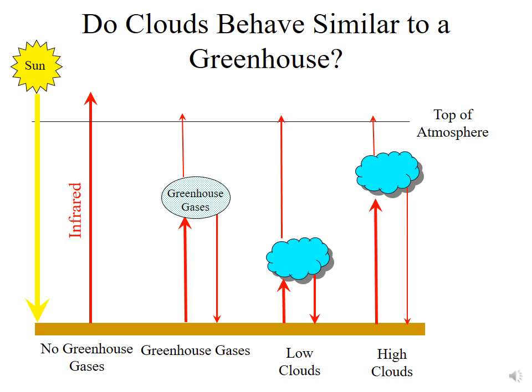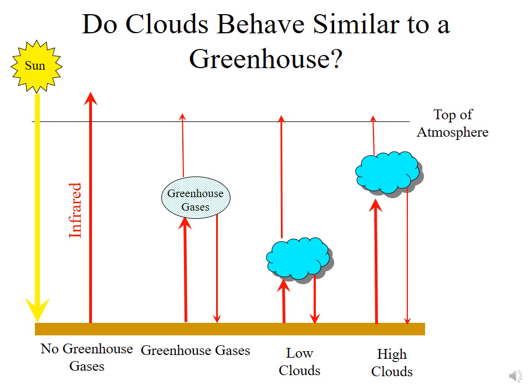And on the right, we have high clouds. So the Earth is still emitting its radiation. Those high clouds are absorbing the radiation, but these high clouds are much colder than the low clouds, so they emit less radiation back down to the surface, but they also emit less radiation to space. So yes, these clouds do behave in a manner similar to a greenhouse, in that they absorb some of the outgoing infrared radiation and emit it back down to the surface.